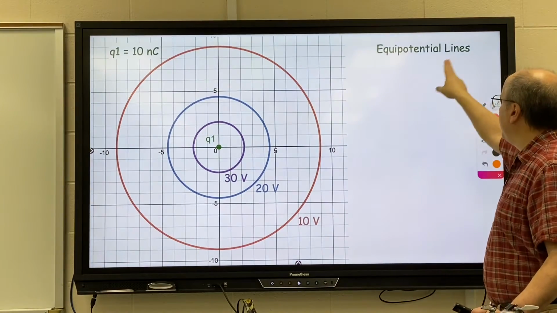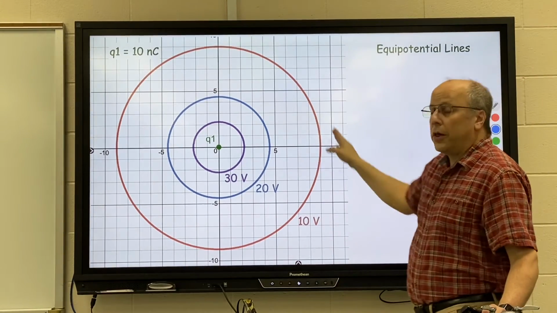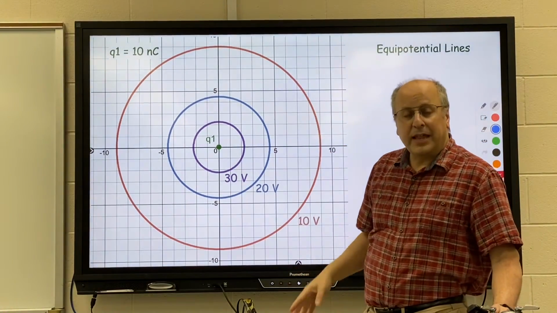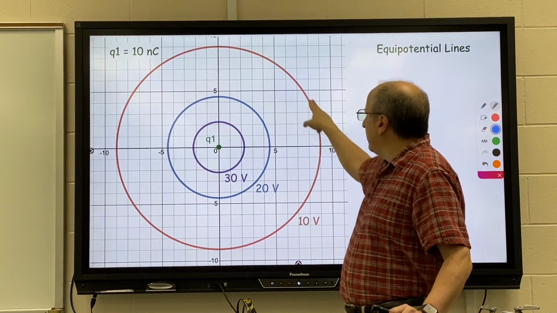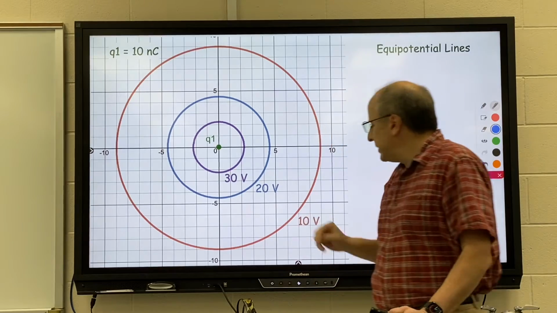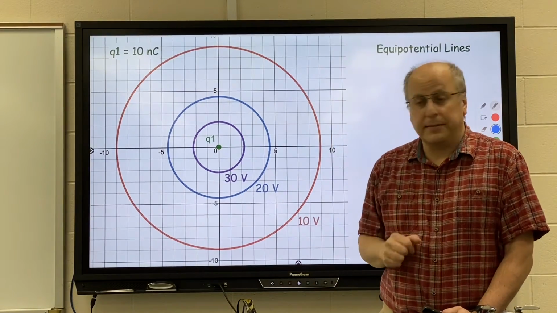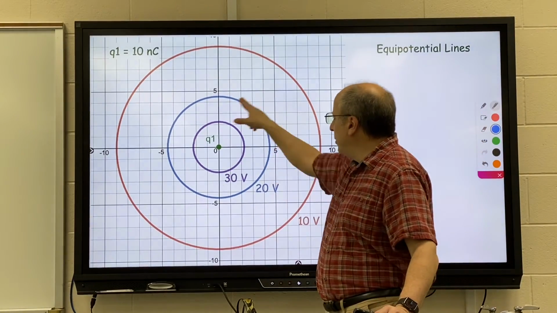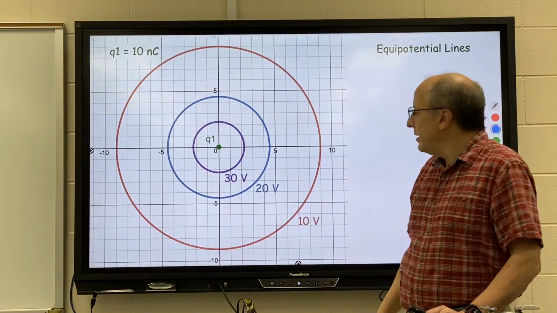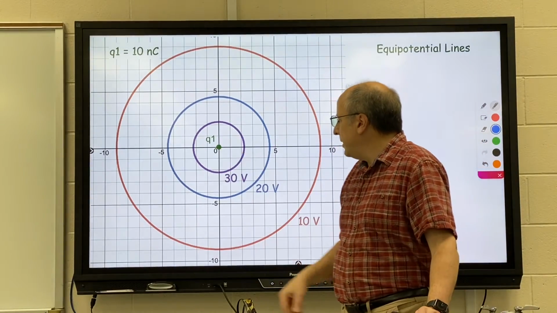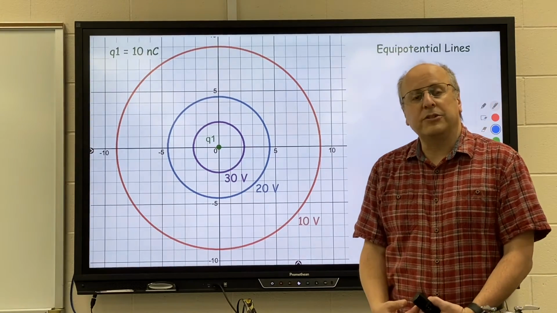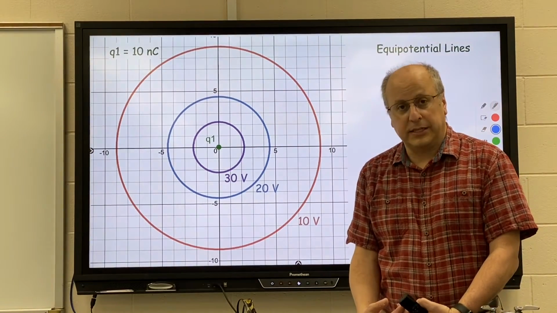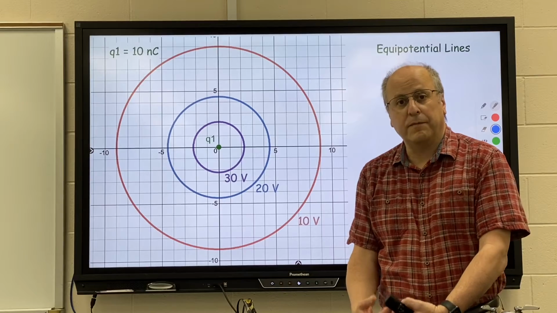Equal voltage, equipotential. Again, potential means voltage, equi means equal. So an equipotential line are all the points in a plane that have a given voltage. So if you look, everywhere along this red line has the exact same voltage of 10. Everywhere on the blue line has a voltage of 20, and everywhere on the purple line has a voltage of 30. So equipotential lines are all the places that have the same voltage.